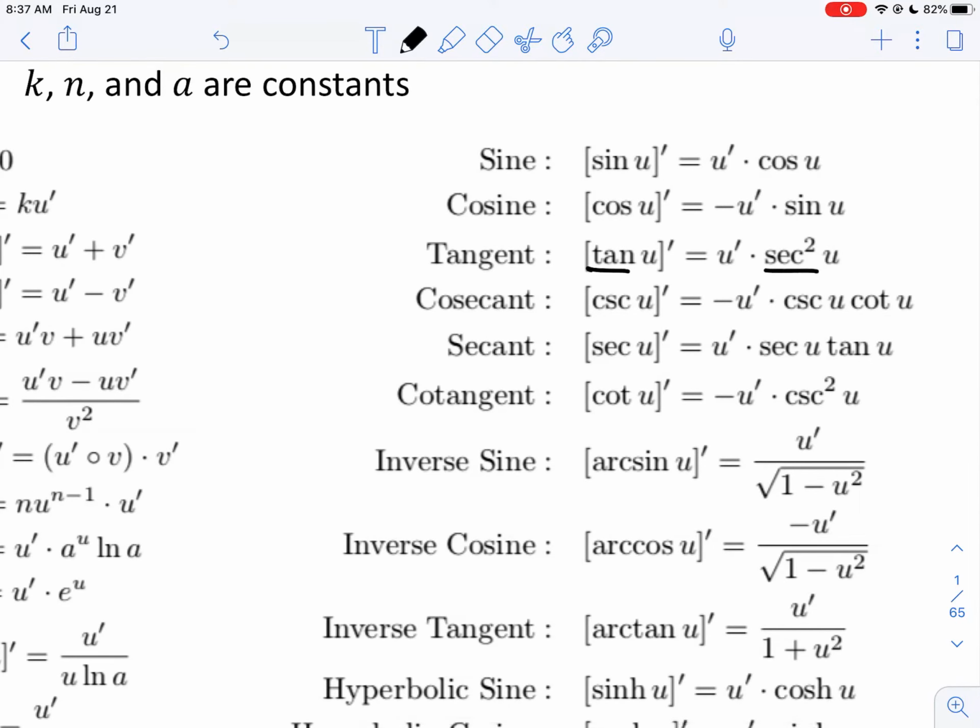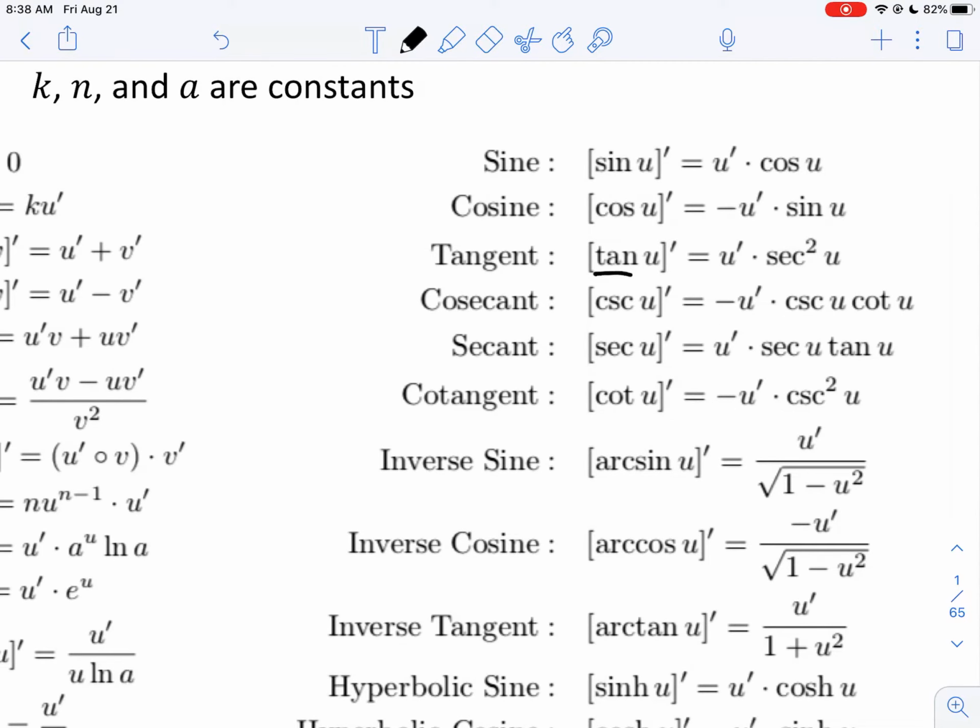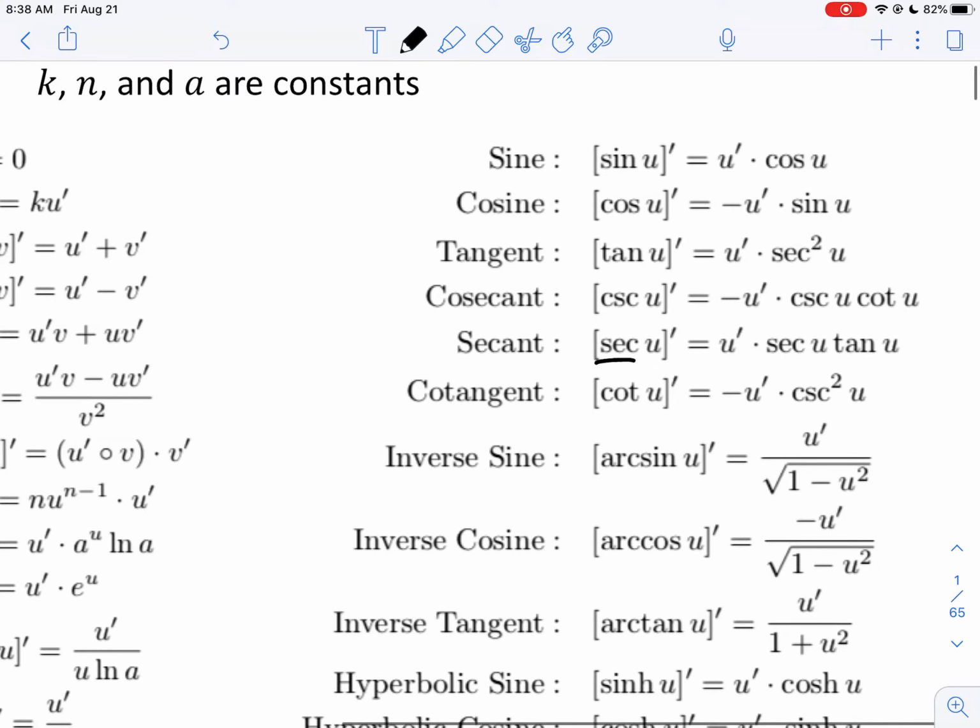Derivative of tangent is secant squared. Derivative of cosecant is negative cosecant cotangent. Derivative of secant is secant tangent, and derivative of cotangent is negative cosecant squared. If you remember that the derivative of tangent is secant squared, then its cofunction, the derivative of cotangent, is going to be negative cosecant squared. If you remember the derivative of secant is secant tangent, then the derivative of the cosecant, the cofunction, is negative cosecant cotangent.